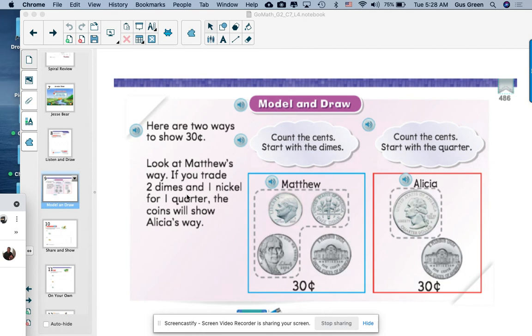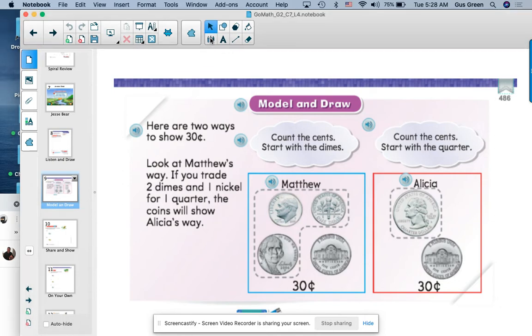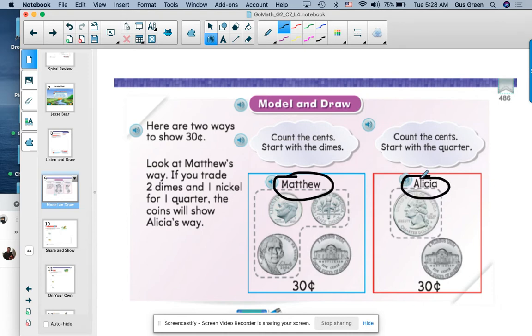I'm going to show you two ways to make the same amount of money. You can even do more ways than this. In your math book under the model and draw, there are two ways to show 30 cents. One way was Matthew's way, and another way was Alicia's way. So let's look at these two.